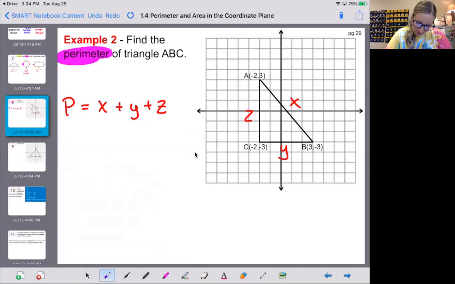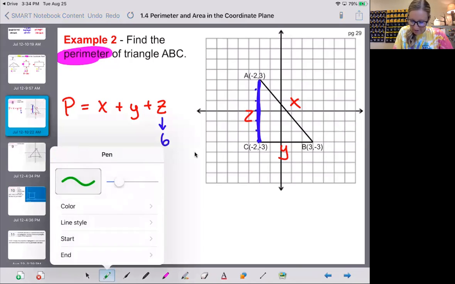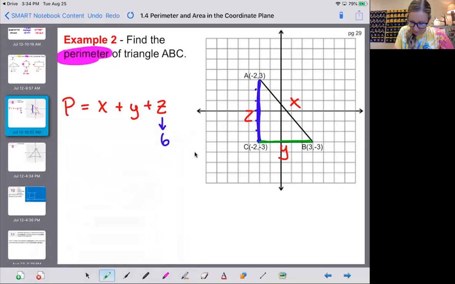For example, if you look at this segment right here, segment Z basically, or segment AC, we could actually count and see how long this segment is, right? So it is 1, 2, 3, 4, 5, 6 units long. So I don't have to do anything fancy. I can just count them up and I see that Z is 6 units, okay? All right, I see that on segment Y, I can also do the same thing. It's just a horizontal line here. We have 1, 2, 3, 4, 5 units. So for Y, we have 5.